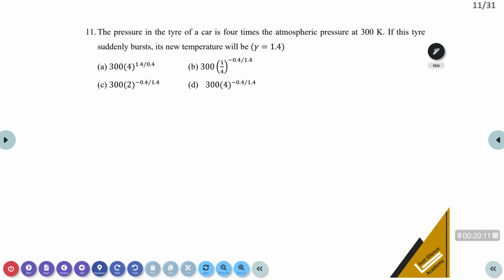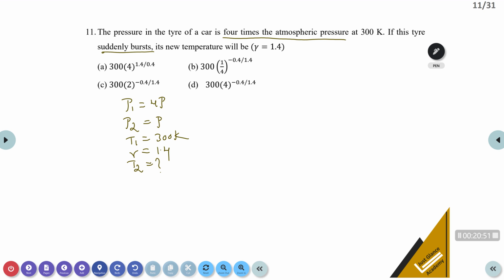The pressure in the tire of a car is 4 times the atmospheric pressure at 300 Kelvin. If this tire suddenly bursts, that means initial pressure equals 4P. Final pressure is equal to the atmospheric pressure after bursting. The temperature T1 equals 300 Kelvin, and gamma equals 1.4. He is asking the final temperature here.